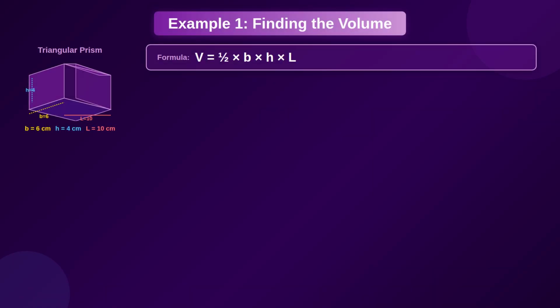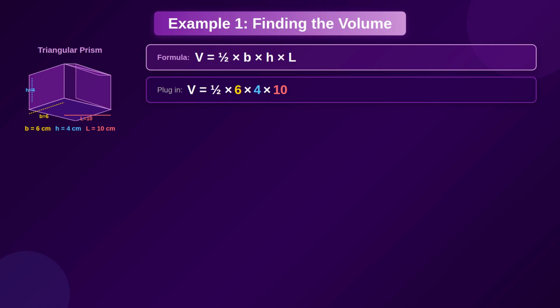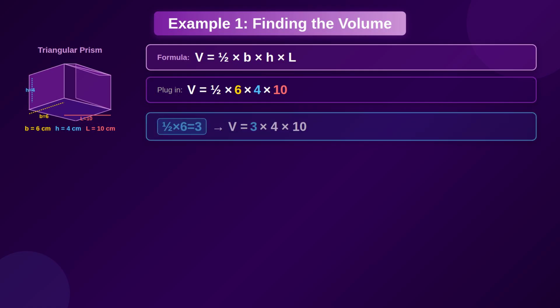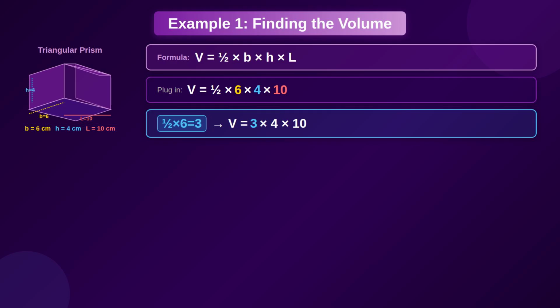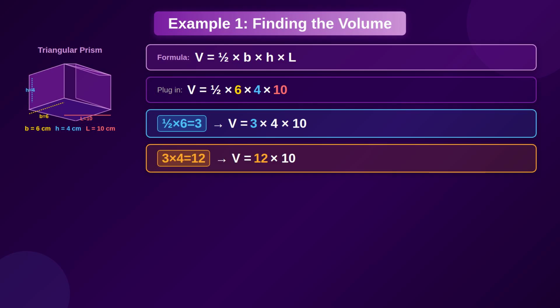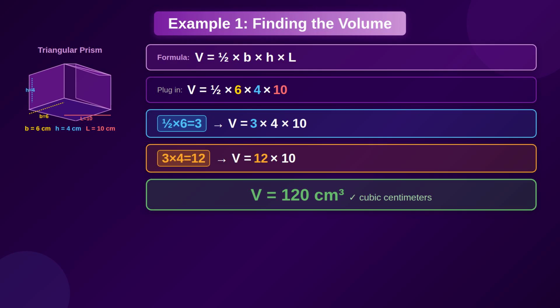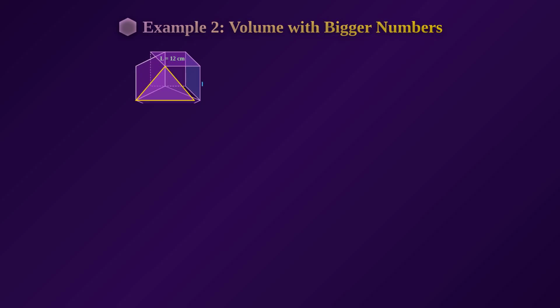Let's solve Maya's first problem together. The triangular base has a base of 6 centimeters and a height of 4 centimeters. The length of the prism is 10 centimeters. Using our formula, V equals 1/2 times B times H times L. Plug in the numbers. V equals 1/2 times 6 times 4 times 10. First, 1/2 times 6 equals 3. Then 3 times 4 equals 12. Finally, 12 times 10 equals 120. The volume is 120 cubic centimeters. Maya pumps her fist. She just figured out how much space her prop takes up.